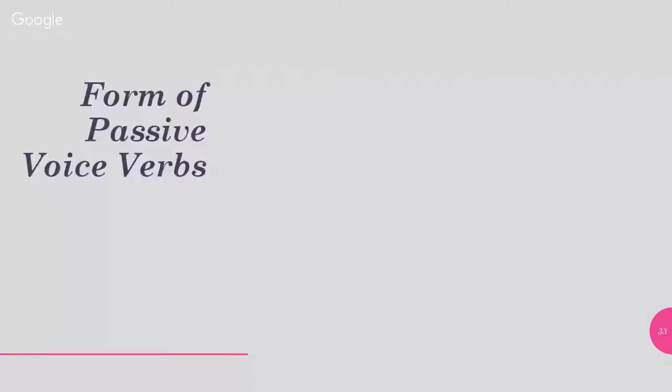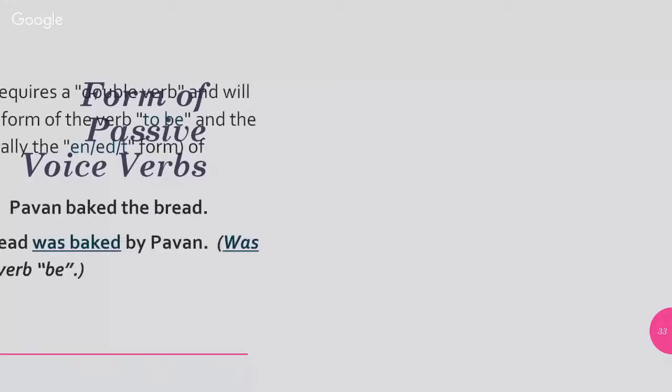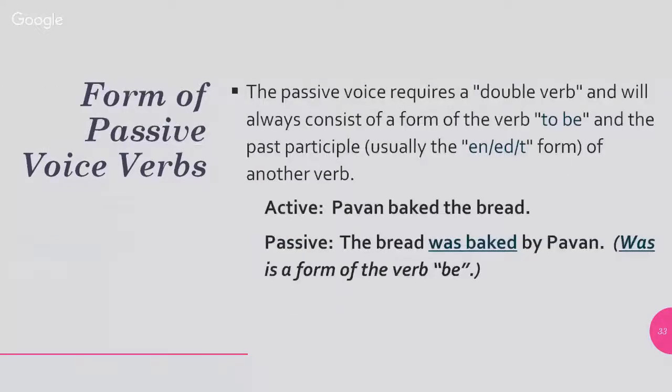Forms of the passive voice. Passive voice requires a double verb and will always consist of a form of the verb to be and the past participle, usually the en, ed, or t form of another word. Pawan baked the bread. The bread was baked by Pawan.